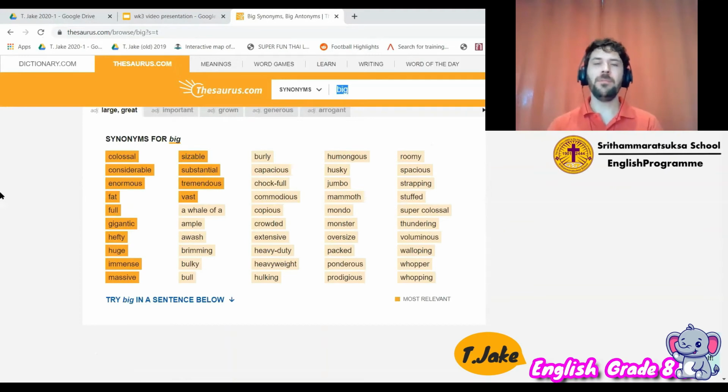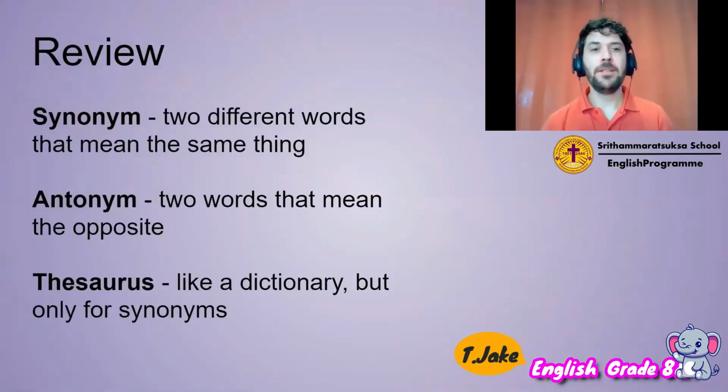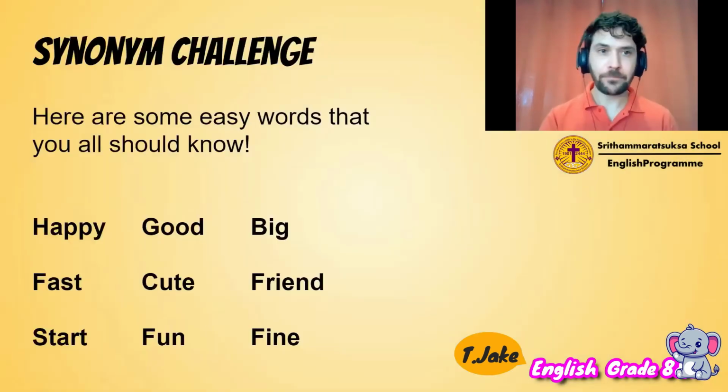So sometimes if you're writing an essay and you want to make it a bit more exciting, go to thesaurus.com, type in your word and choose something from the list. So let's review. Synonym, two or more different words that mean the same thing. Antonym, two words that mean the opposite. Thesaurus, like a dictionary, but only for synonyms.